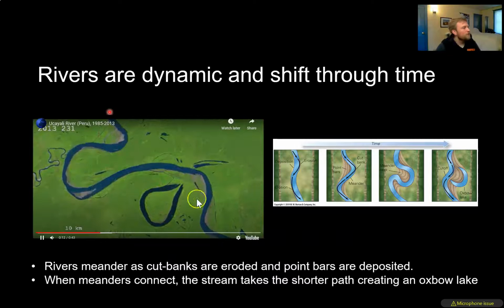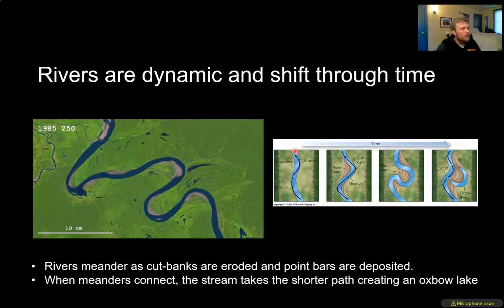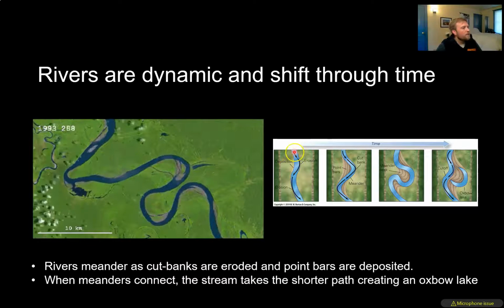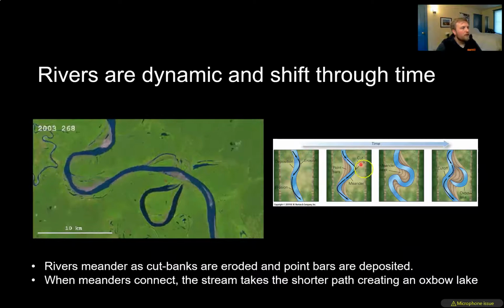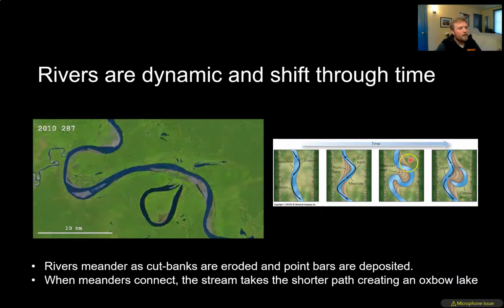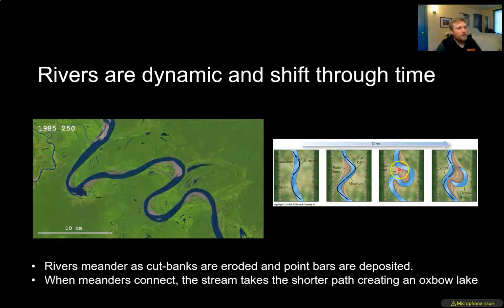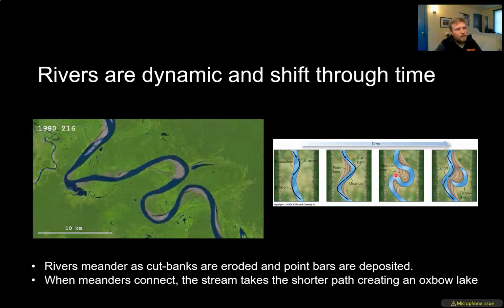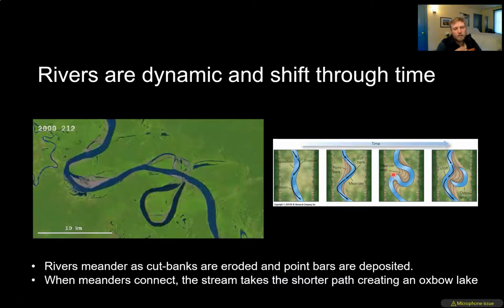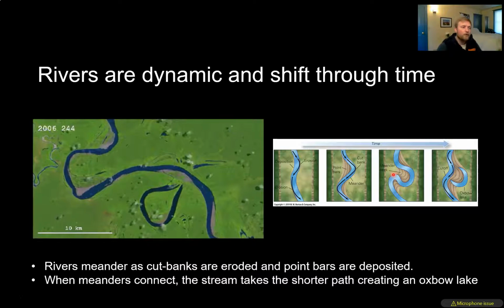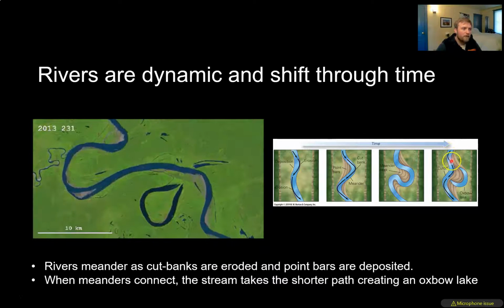call an oxbow. Right? So this is diagrammatically what's going on in that time lapse, where you have deposition and erosion of the point bars and the cut banks, and through time it meanders and meanders until eventually you get such a broad loop that erosion along this cut bank breaks through to the other side of the meander, and it steals the course of the river. And so now the river course readjusts and you isolate an oxbow lake.